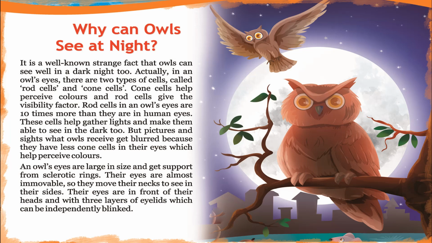But the pictures and sights that owls receive get blurred because they have fewer cone cells in their eyes, which help perceive colors. An owl's eyes are large in size and get support from sclerotic rings. Their eyes are almost immovable, so they move their necks to see to their sides. Their eyes are in front of their heads, with 3 layers of eyelids which can be blinked independently.